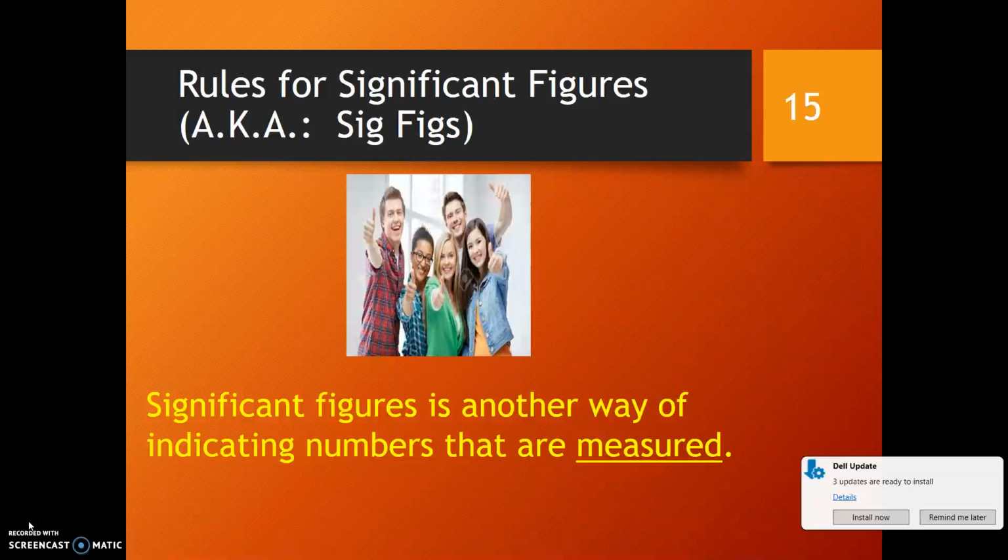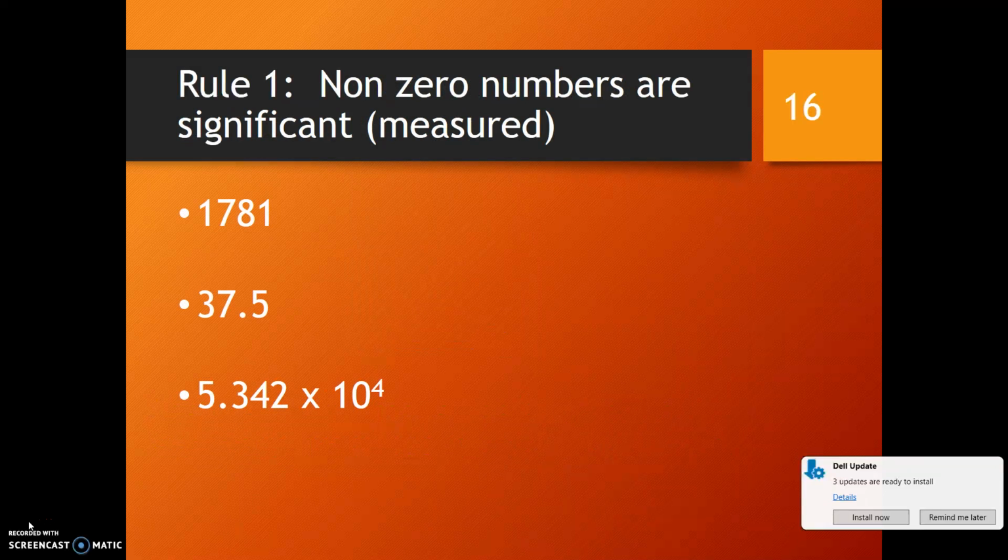And significant figures is just another way of indicating numbers that are measured. So in math class, we might say, for example, that 5 is the same as 5.0. But in science class, the 0 is showing that it is measured down to the tenths place, making it what we would consider a measured number. So numerically, 5 and 5.0 are the same, but in terms of a measurement, it's showing how specific the measurement is. So there are a few rules that help us to determine which digits in a measurement are measured.